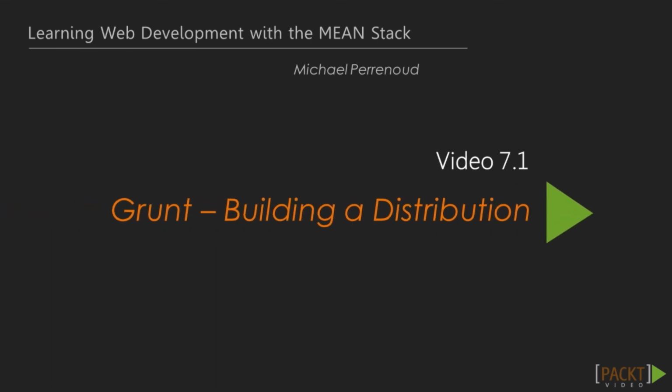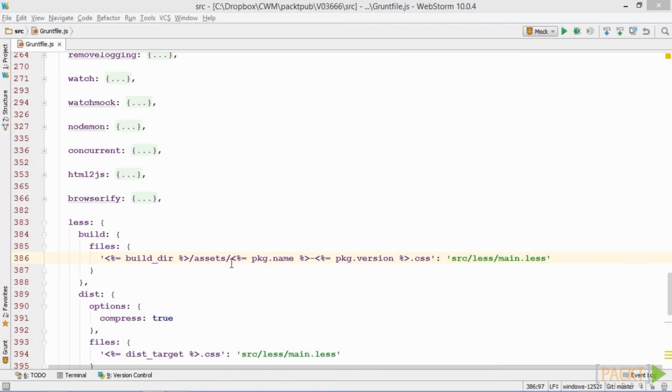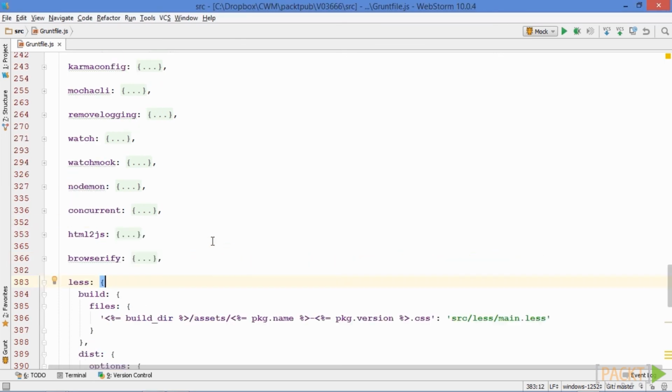This is the first video in this section. In this video, we will be digging deep into the difference between build and distribution tasks in Grunt. To start off, let's get an understanding as to why we have a distribution task. The application is running fine under the build task.